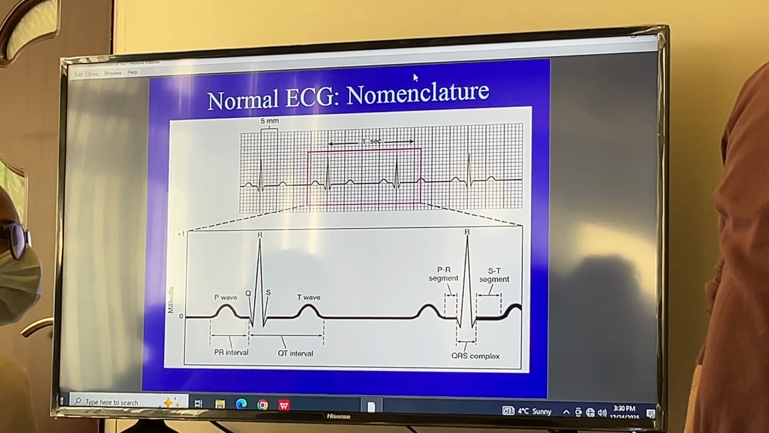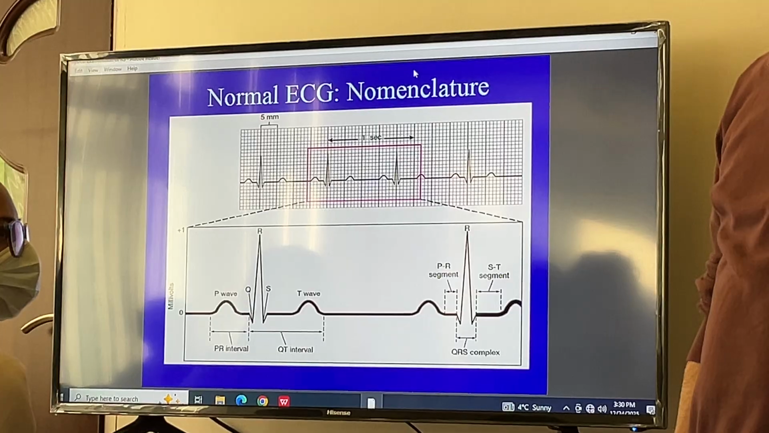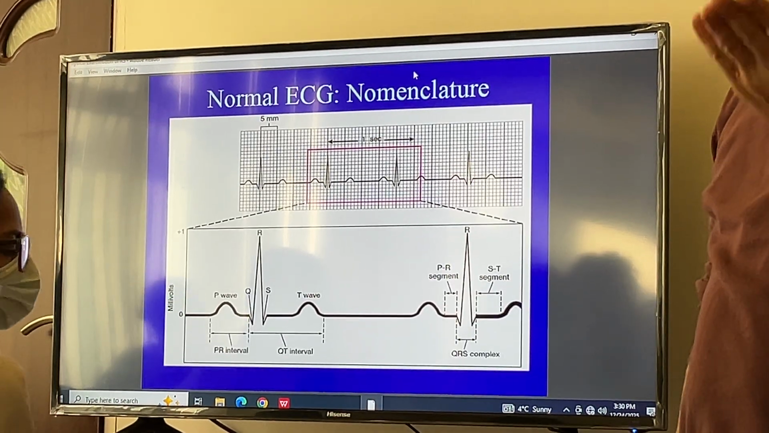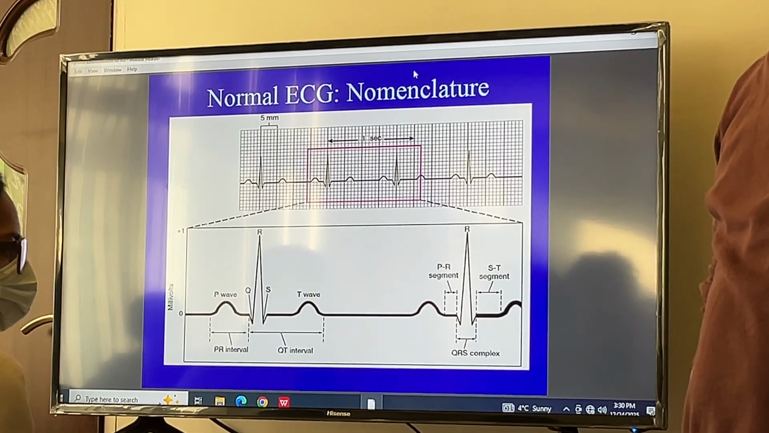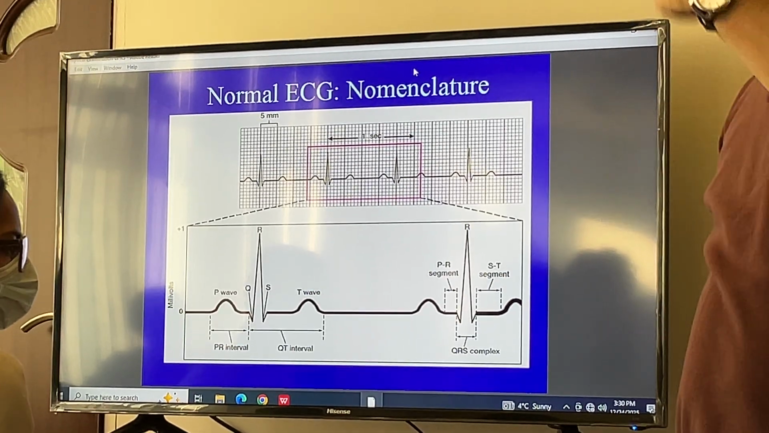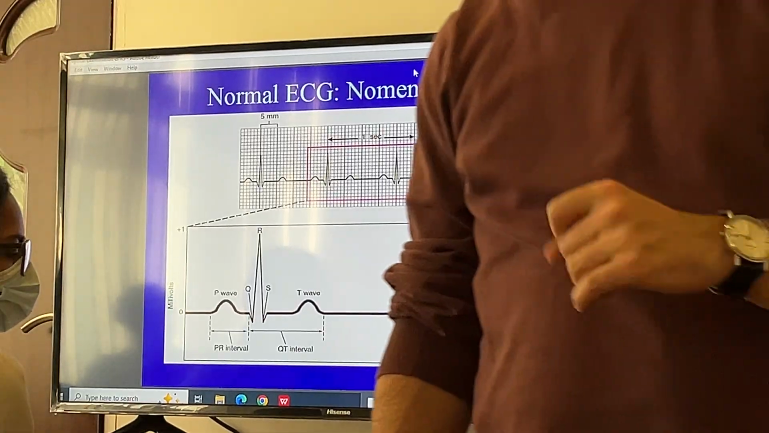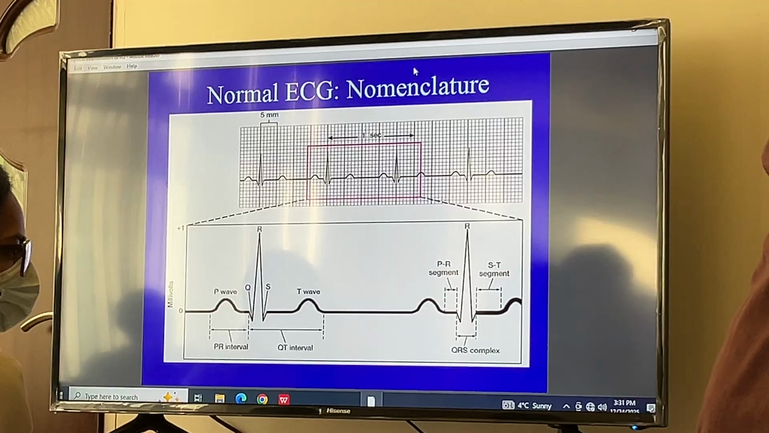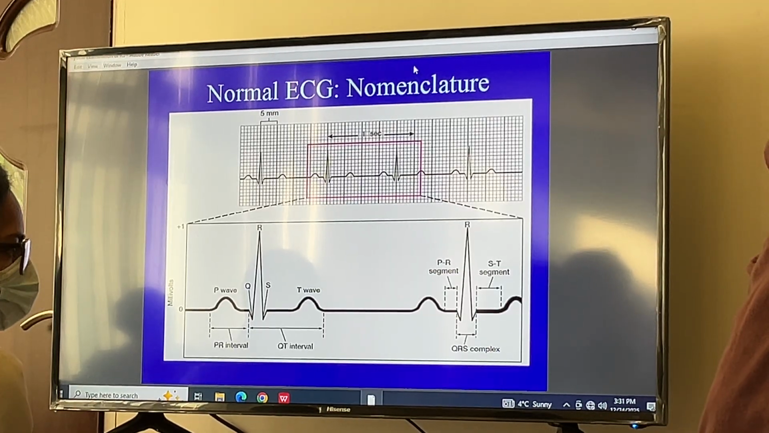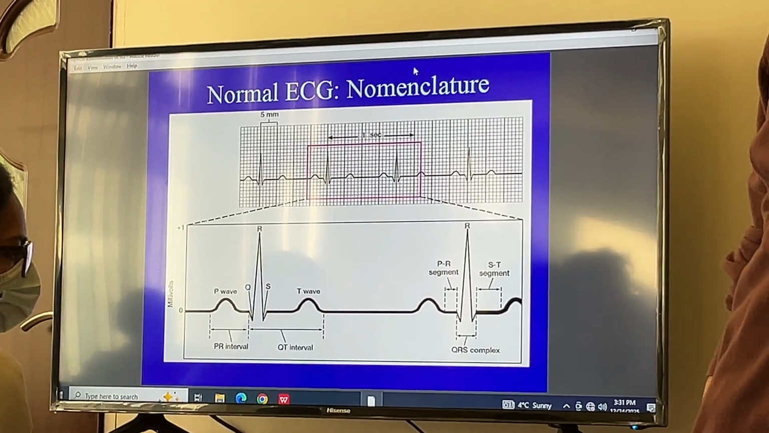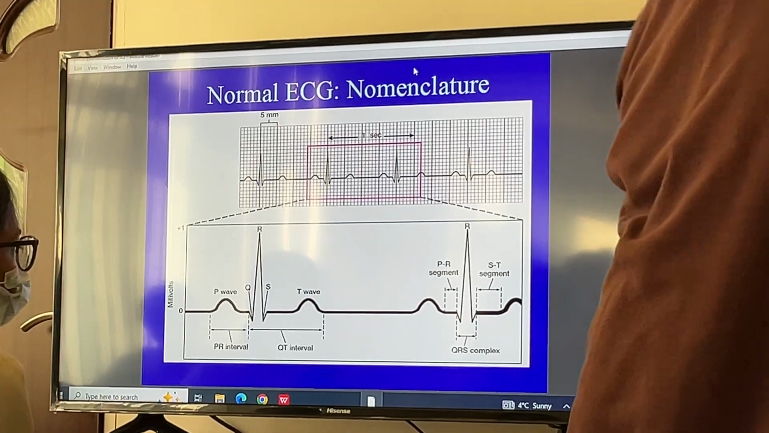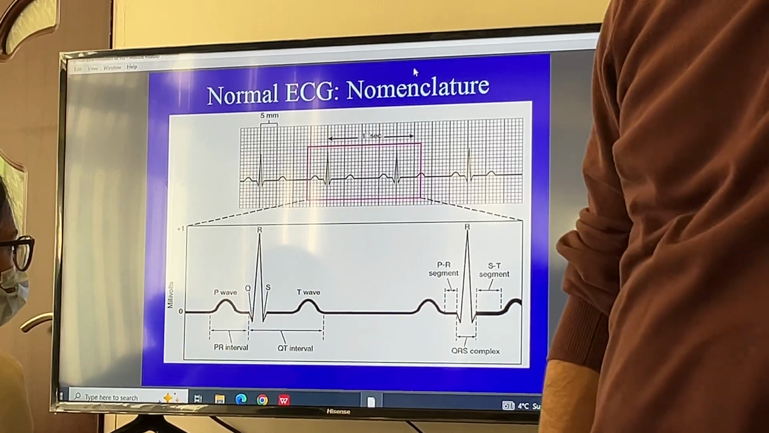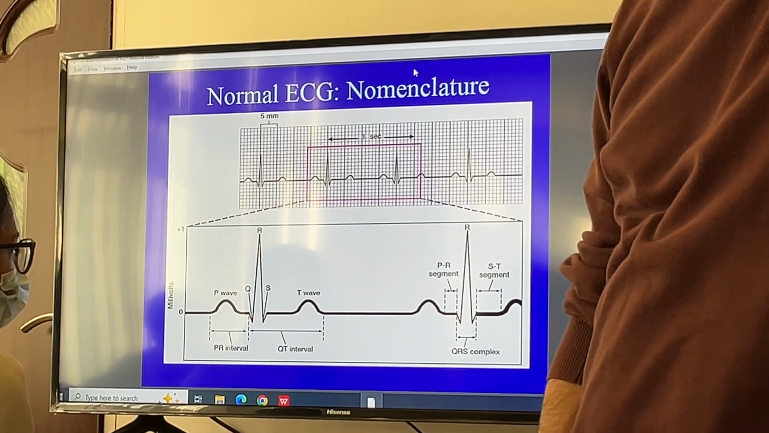PR is the time during which impulse, which is produced by sinoatrial node, is depolarizing atria, is passing through the AV junction. Yes, lower parts of atria, AV node and upper part of this part. Passes through the His-Purkinje system and reaches to the cardiomyocytes, because Q already is depolarization of ventricles. In other words, it is giving us quantitatively condition of AV node conductance.